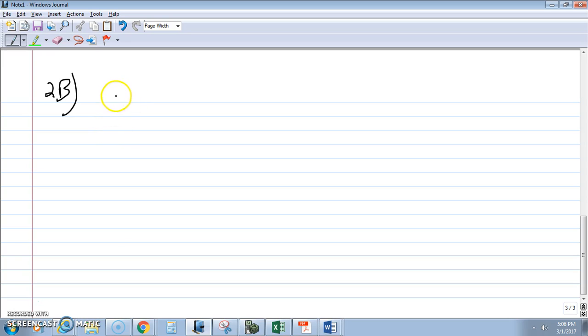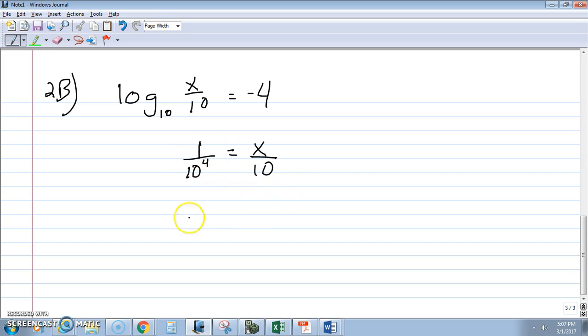Let's see. So b, to be or not to be. Log, but actually really to be. Log of x over 10 equals -4. So let's do this. We don't have a base, so I know my base is 10. That means 10 to the -4, just like we did on the last problem, is equal to x over 10. Oh, and check this out. 10 to the -4 is the same thing as 1 over 10 to the 4th. So I just made that positive. Sometimes it makes it easier.